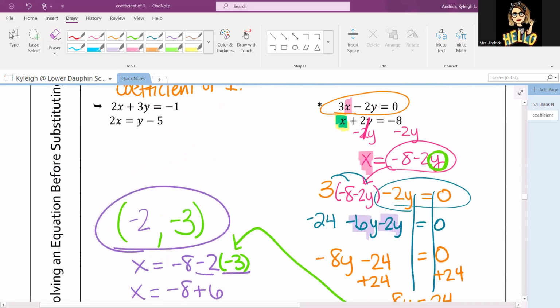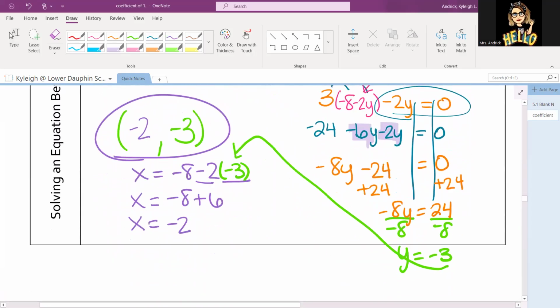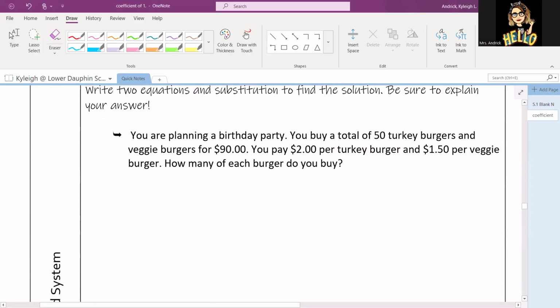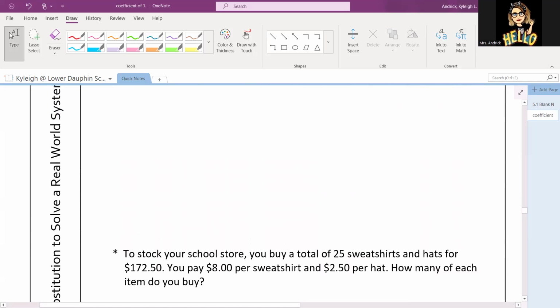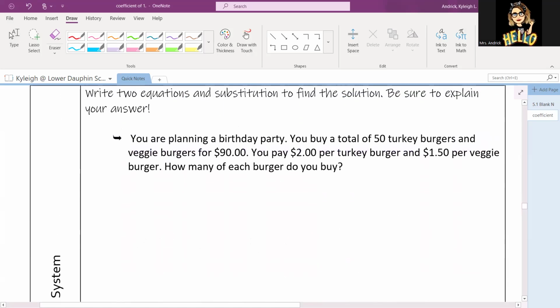Again, sometimes you'll have to solve for x. You might have to do that on the homework tonight, so just keep your eye out. We're going to do one of these two word problems because word problems are a lot. So we have to decide what our x is equal to and our y is equal to.